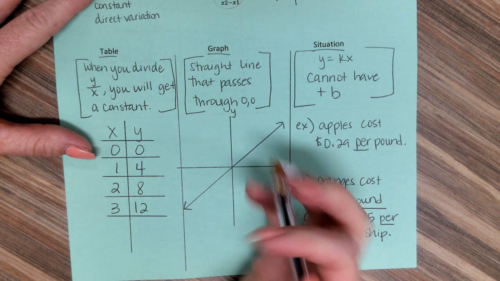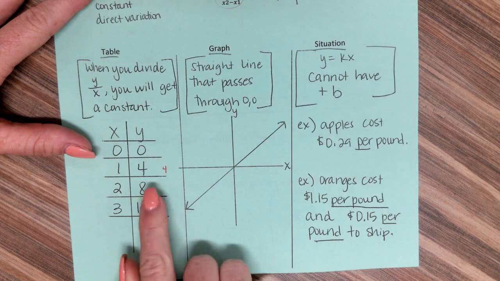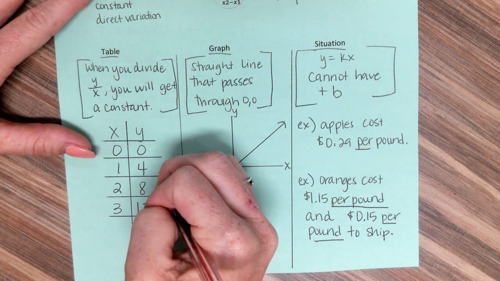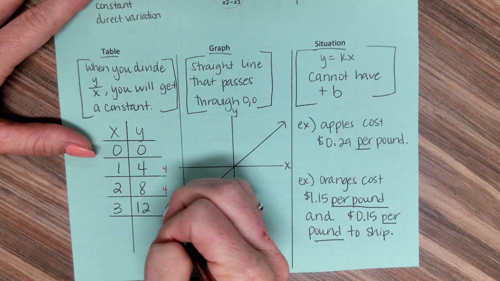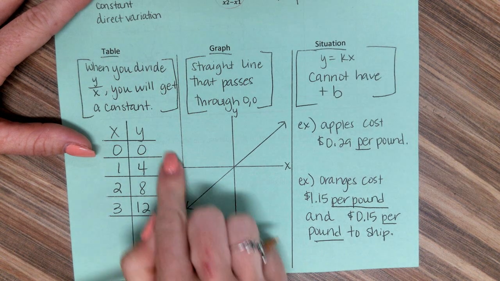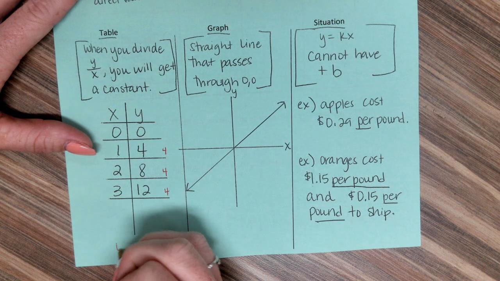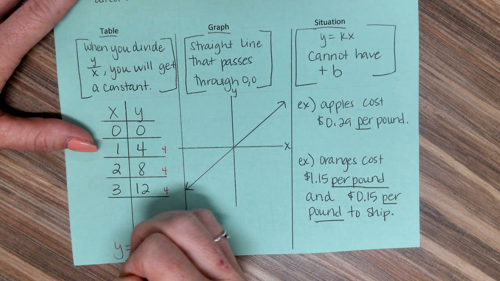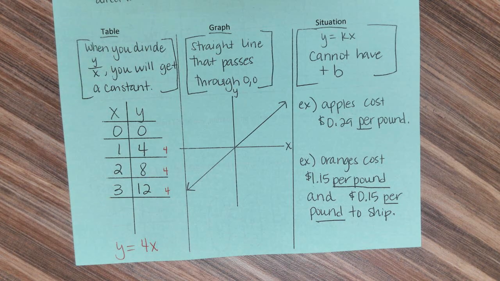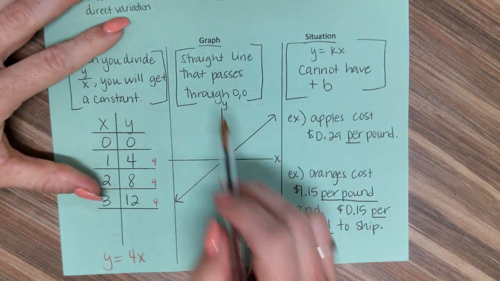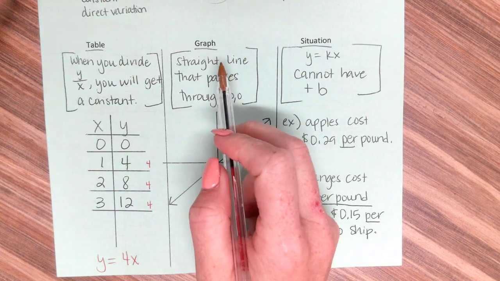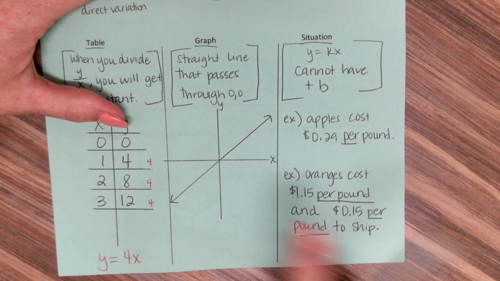So everybody look at this table. What's 4 divided by 1? 4. What's 8 divided by 2? 4. What's 12 divided by 3? Do you see how I got a constant? That means this table is proportional, and if I wanted to write an equation, it would be y equals 4x. There would be no plus b because it's proportional. Are we good?